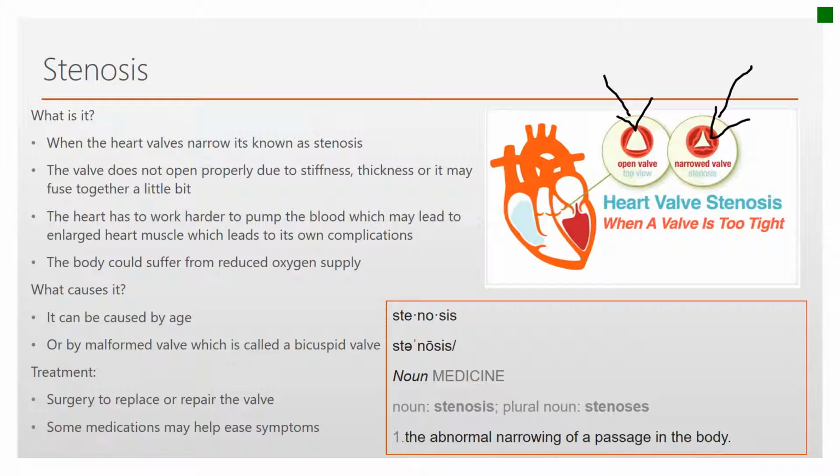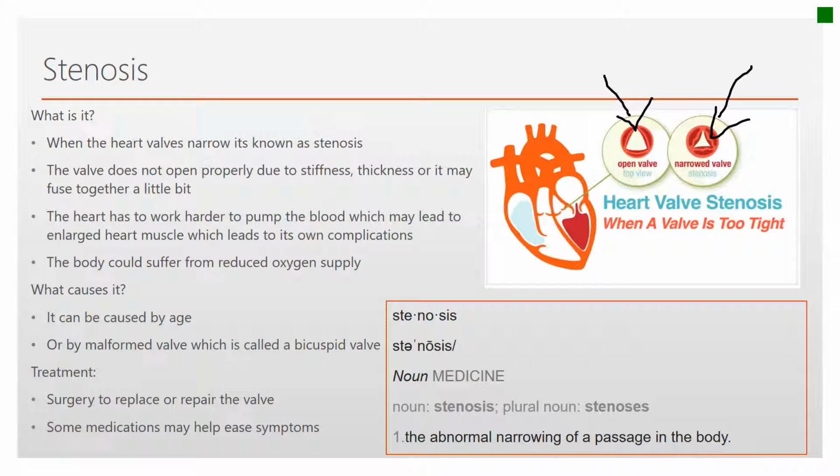So the heart is going to work harder to pump the blood, which can lead to enlarged heart muscle, which leads to its own complications, and the body can suffer from reduced oxygen supply because the heart is not able to keep up with pumping the blood. So what causes it? It can be caused by age, just getting older, or by a malformed valve, which is also called a bicuspid valve. So this is not referring to the mitral valve, but just a malformed valve. They're actually referred to by the same name.